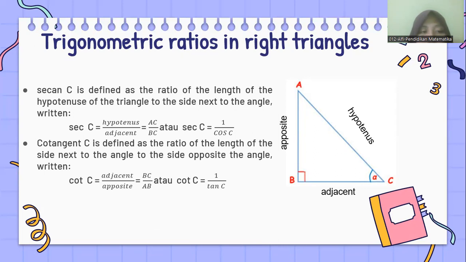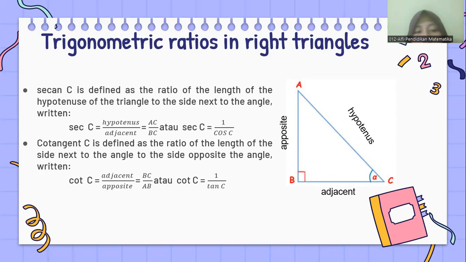Next, secant C is defined as the ratio of the length of the hypotenuse of the triangle to the side next to the angle. Written: sec C equals hypotenuse over adjacent, or line IC over line BC, or secant C equals 1 over cos C.